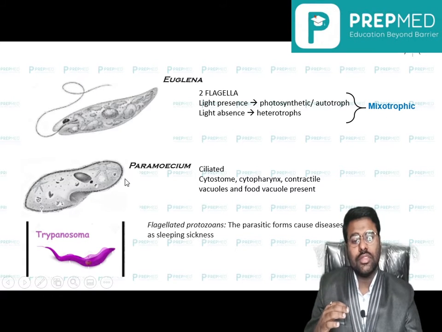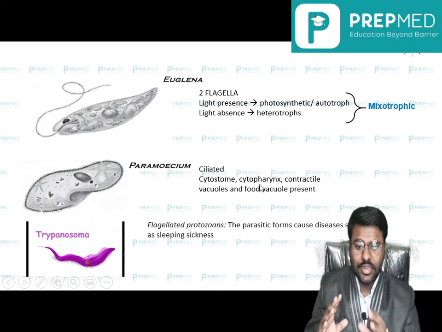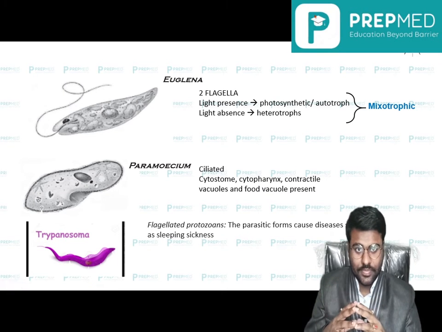Now coming to this organism, this is actually the Paramecium, and the Paramecium is a ciliated organism. Cytostome, cytopharynx, contractile vacuoles and food vacuoles are present in this organism.